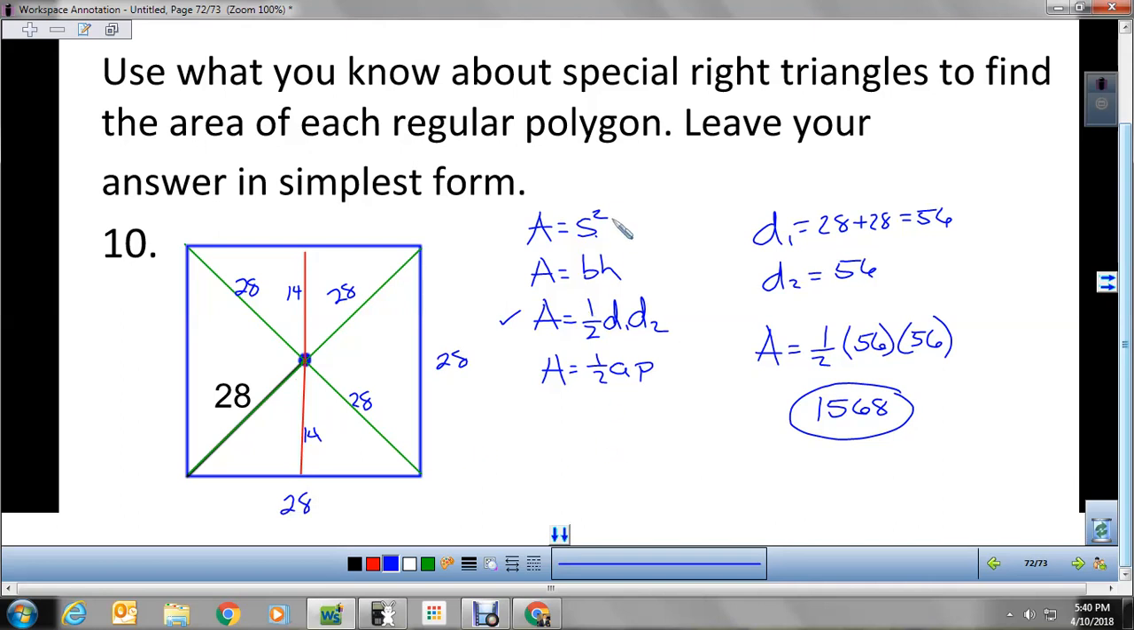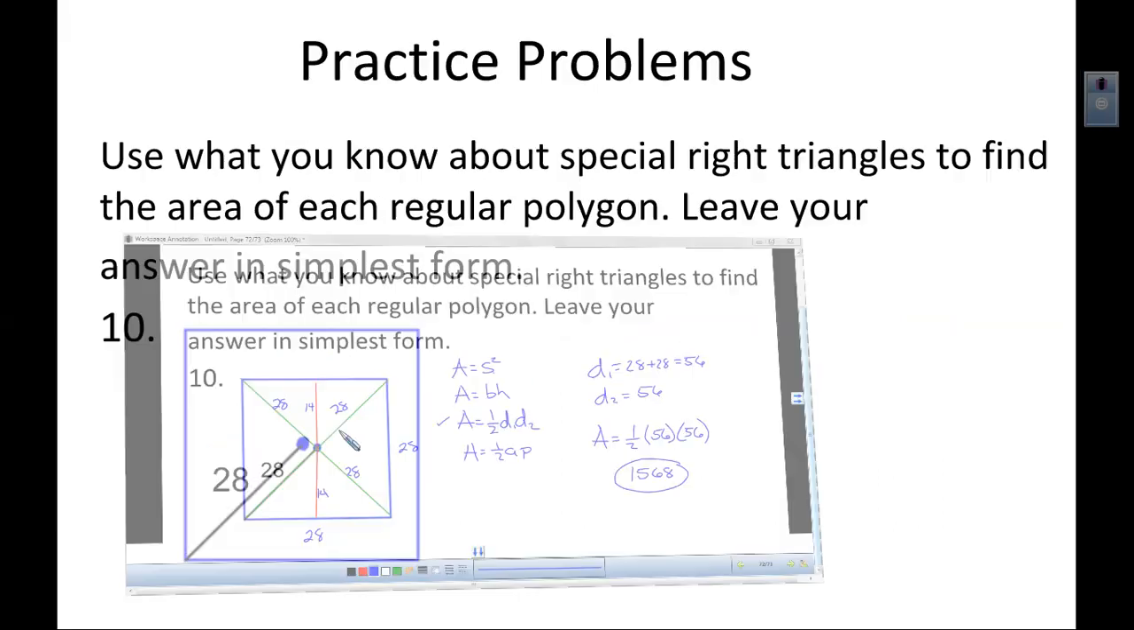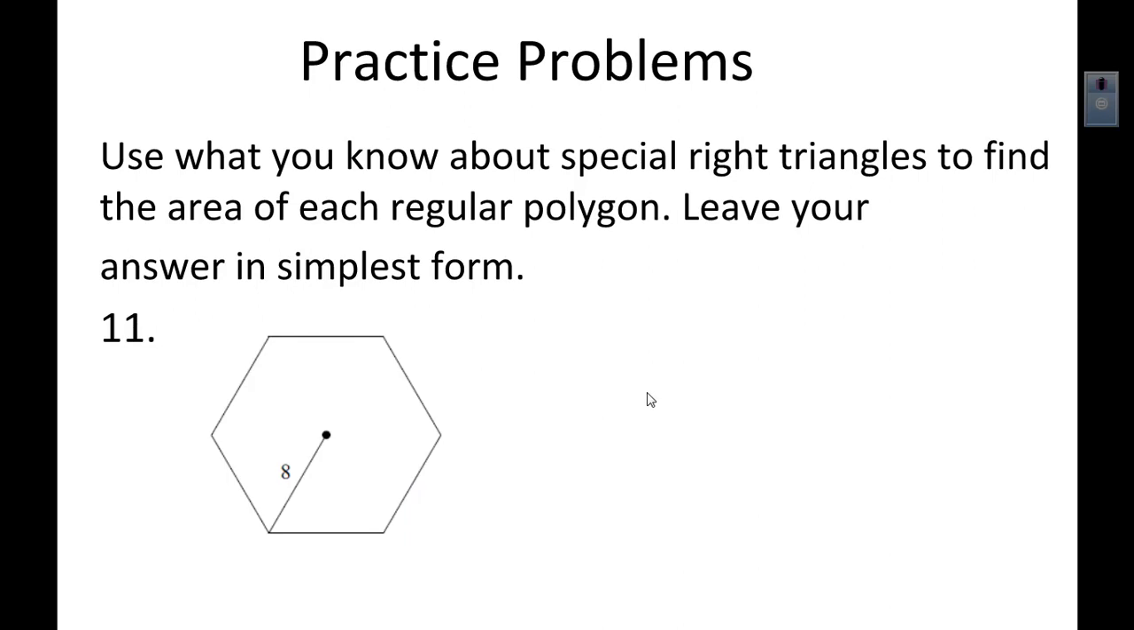So you could use the formula where you have the side squared or base times height. So 28 times 28 would give us the area for our polygon, the same as we did here. Okay, we get two different answers because we have different diagonals, but this is one way they may give it to you. All right, so let's take a look at the last one.